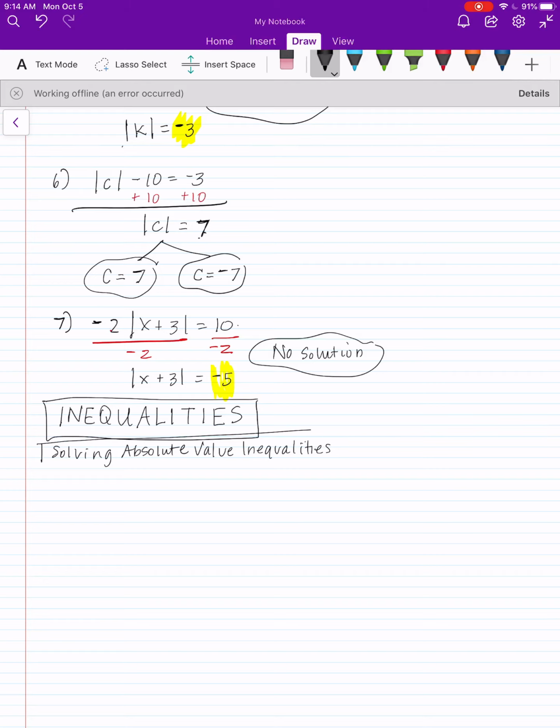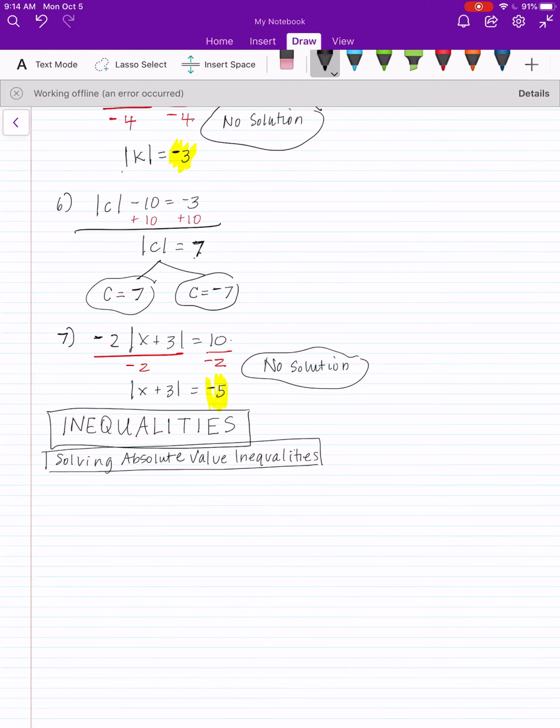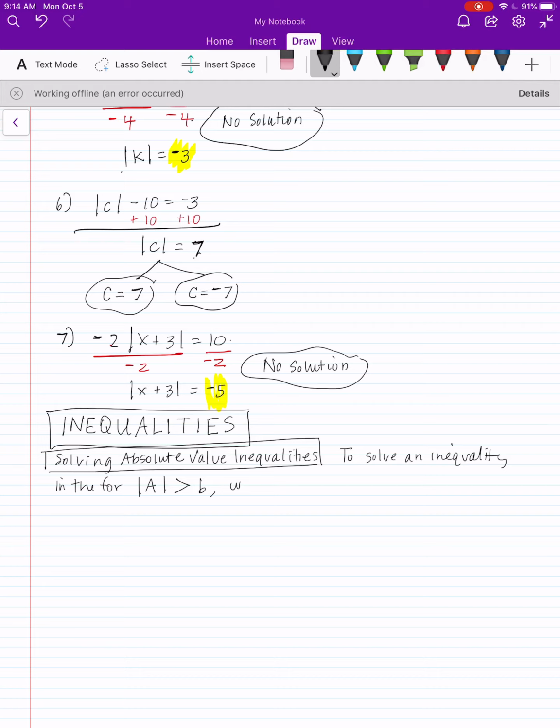So solving absolute value inequalities says to solve an inequality in the form absolute value of A, which is greater than B, where A is a variable expression, and B is greater than 0, solve A is greater than B, or A is less than negative B.